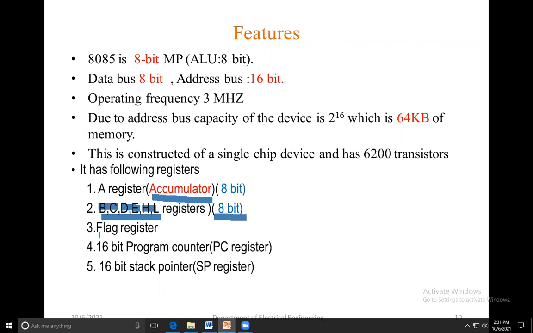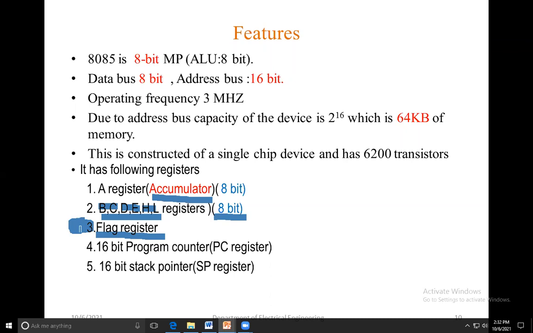We discuss the flag register in the next slide. Only remember that flag registers are concerned with calculation purposes, for your addition, multiplication, division. For this calculation purpose, we have to use the flag registers. Okay, you can understand, these are the flag registers.